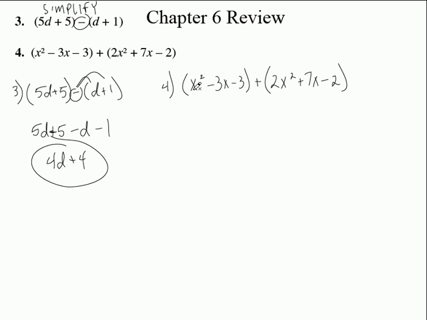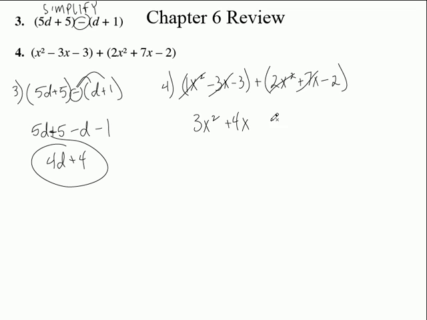We're just going to add some like terms here. So we've got an x squared. Are there any other x squared terms? Well, right here. So you just add them up. That's 1x squared plus 2x squared is 3x squared. I like to cancel them out so I know I'm done with them. Look at the next one. How about the x terms? It's negative 3x and a plus 7x, which is a positive 4x. And I'm done with those.